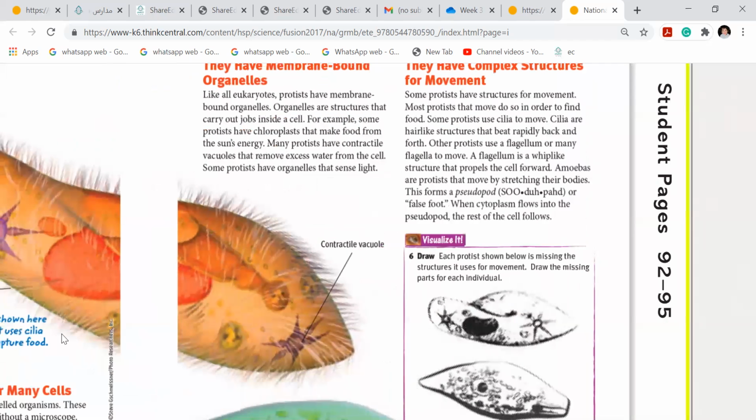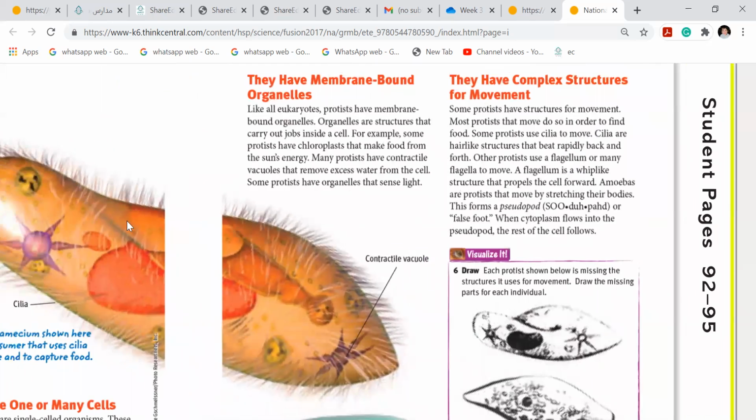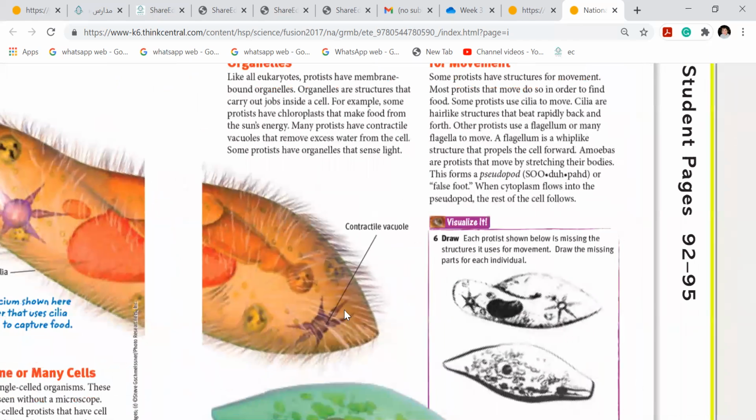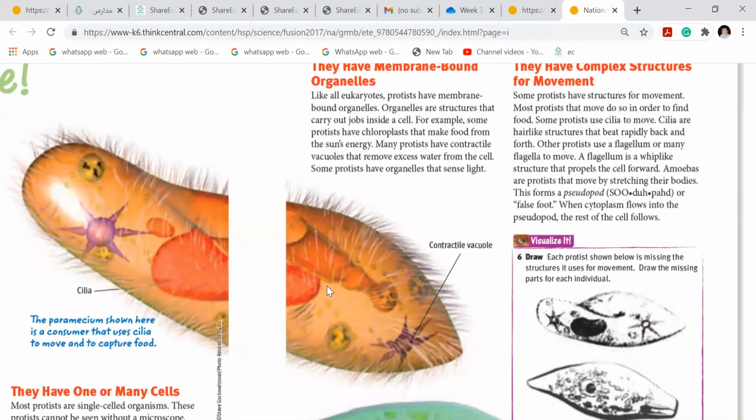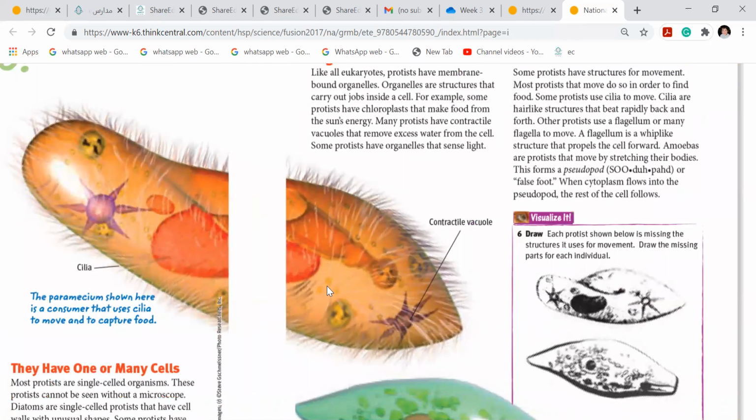Miss, what is the vacuole? See, inside the cell, there are big holes where the water is stored. Now, in this cell, you can see this red colored part. This is a vacuole. This is the contractile vacuole, they showed you. They put water inside. They store water inside the cells of this protista.